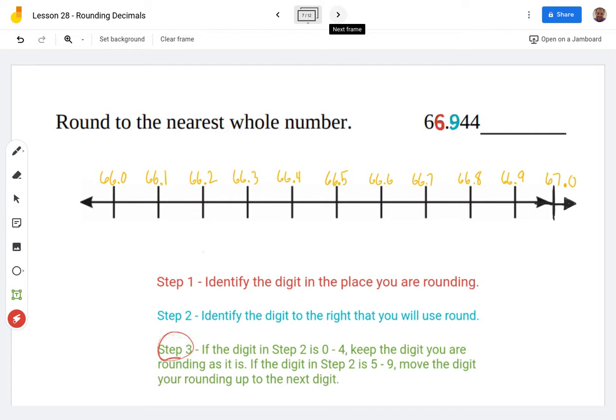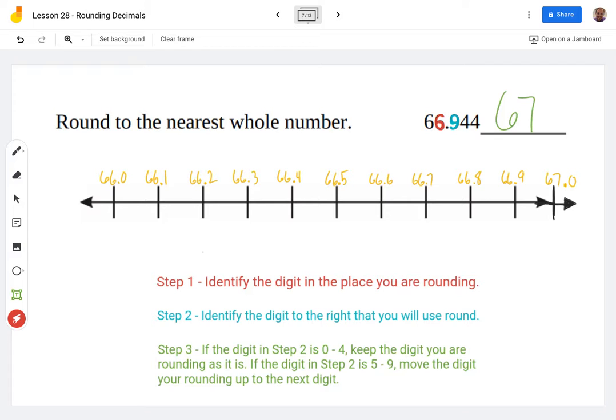Step 3 says, if the digit in step 2 is between 5 and 9, and in fact this 9 is between 5 and 9, move the digit you are rounding up to the next digit up, and that is the 6. We are rounding the 6, so it must move up to a 7, making our final rounded answer 67. That's the nearest whole number.